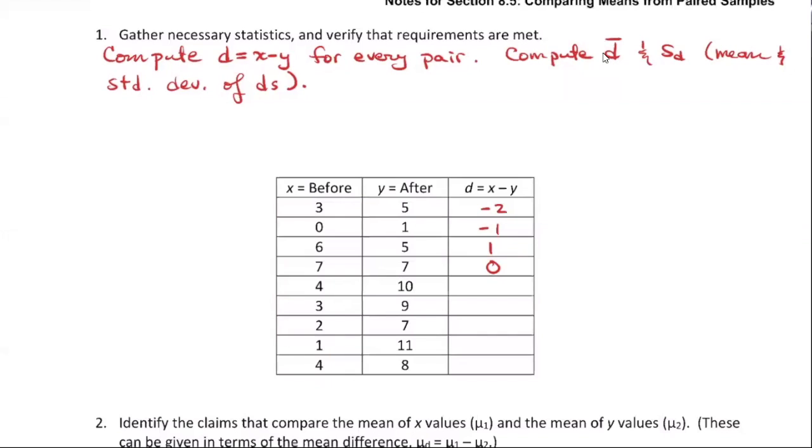4 minus 10 is negative 6. 3 minus 9, negative 6. 2 minus 7, negative 5. 1 minus 11, negative 10. 4 minus 8 is negative 4. Okay, so again, when it's negative, that means the before is lower, the after is higher. So the mood went up when it's negative, and that's a good thing. So the negative ones are the good news. And the more negative it is, the better. Okay. Any questions?